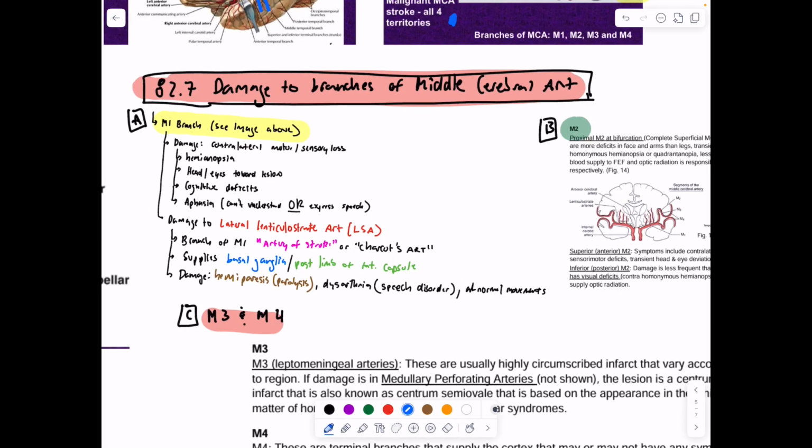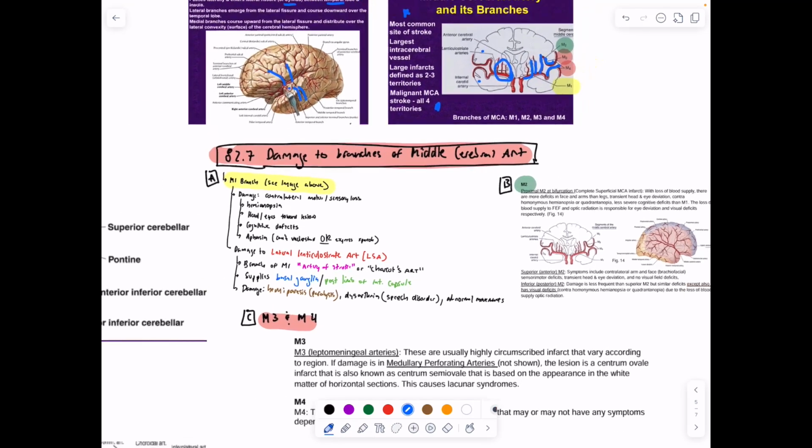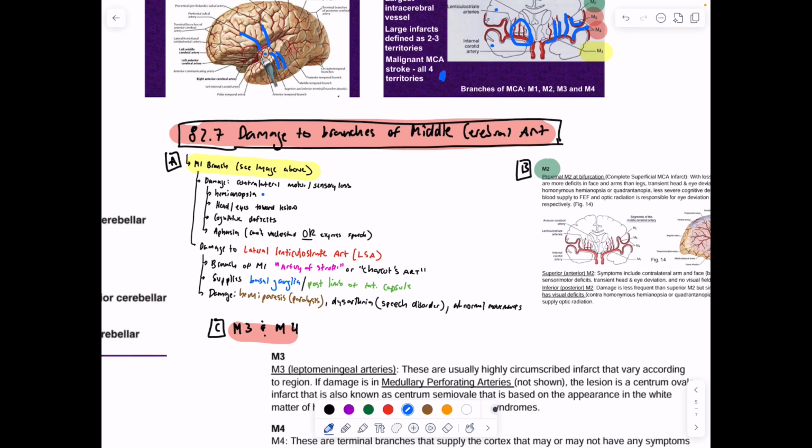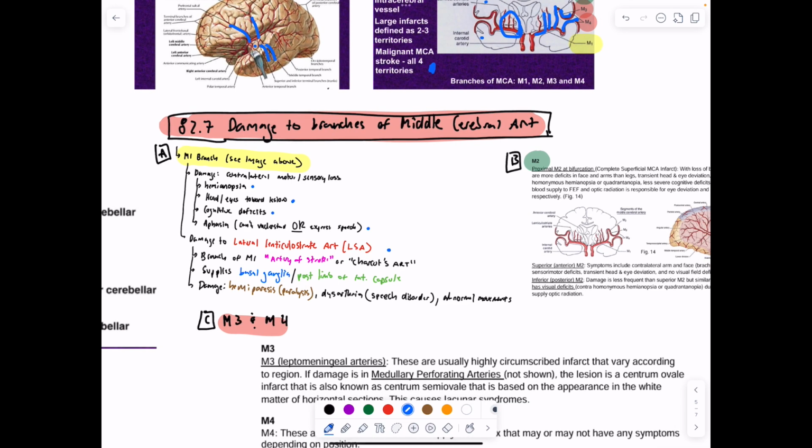And so you will get contralateral motor and sensory loss, right? So the M1 branch is going to give us hemianopsia, and that is half your visual field loss. Head and eyes will move towards the lesion, cognitive deficits, aphasia, can't understand or express speech. Damage to the lateral lenticulostriate artery, which is a branch of M1, is called the artery of stroke or Charcot's artery. It supplies the basal ganglia and the posterior limb of the internal capsule.